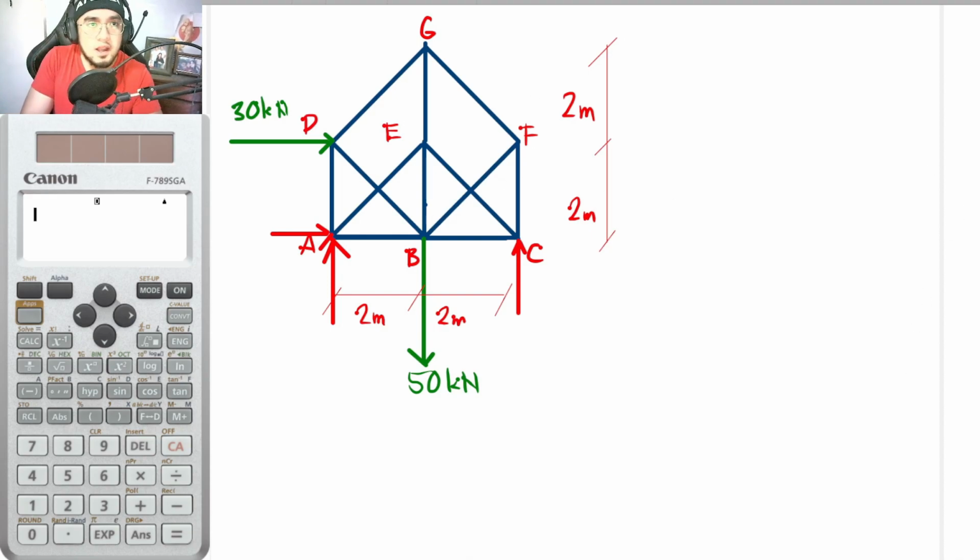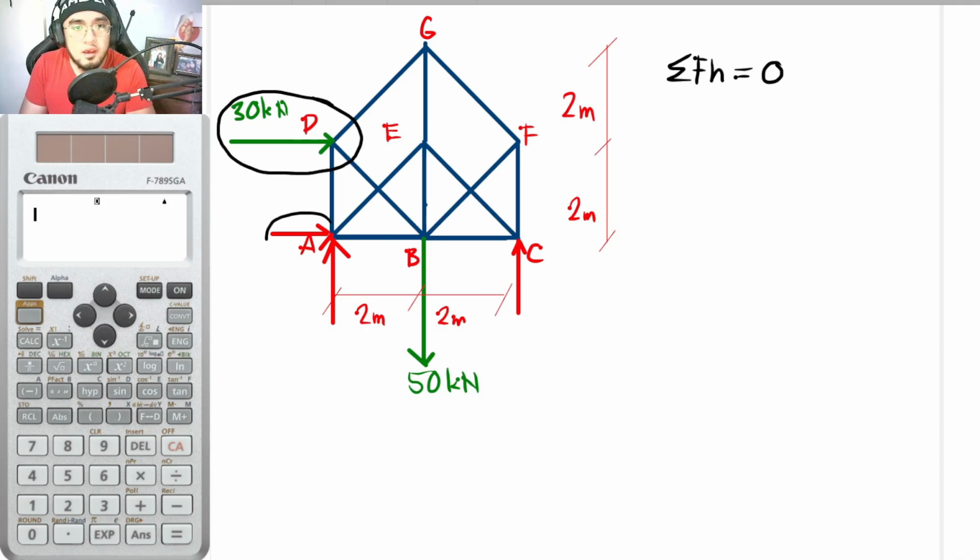What I want to do right now is get the summation of forces horizontal, and I will equate it to 0. This is now our equation of static equilibrium. So what are the horizontal forces here? We have 30 kilonewtons here, and we also have the horizontal reaction of A. Let us name this as AH, let us name this as AV, and I will name this as RC, or reaction at C.